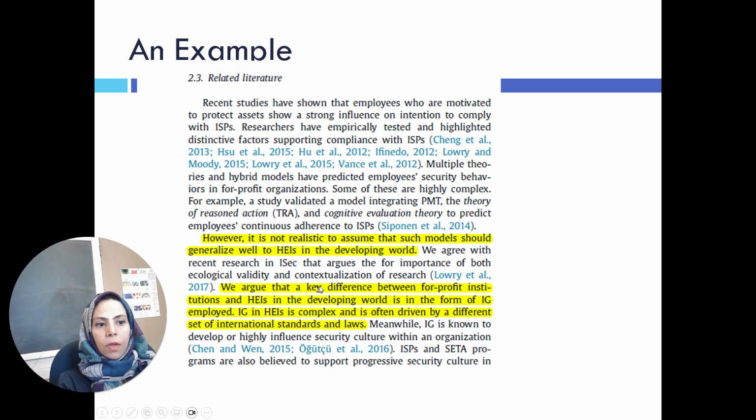We argue that a key difference between for-profit institutions and higher education institutes in the developing world is in the form of information governance employed. And information governance in higher education institutes is complex and is often driven by a different set of international standards and laws. So here, they're critiquing again.